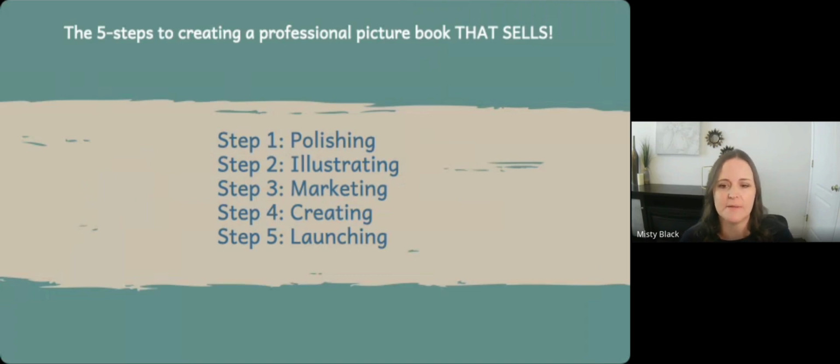So this is where the 5 steps to creating a professional picture book that sells come in. So step 1 is polishing your manuscript using beta readers, critique partners, and editors. Step 2 is illustrating. Step 3 is marketing. Step 4, creating the book. Step 5, launching and publishing.